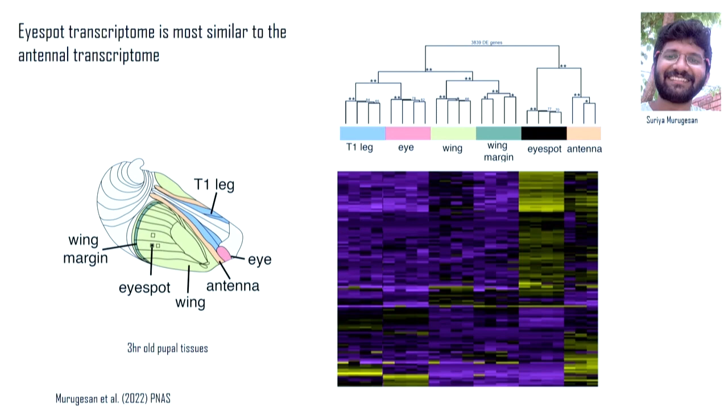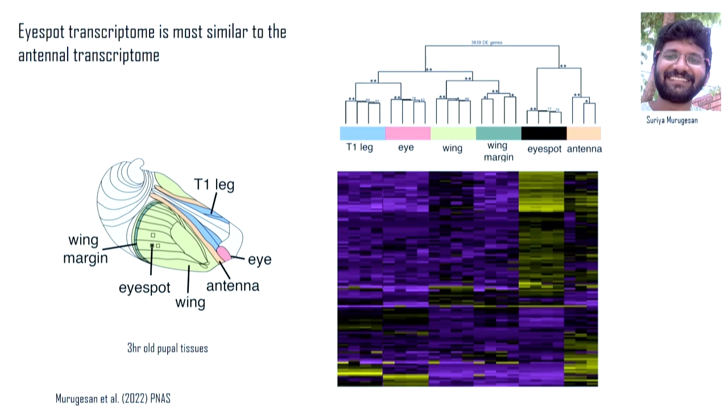So to try and figure out what network might have been recruited, Surya Murugesan in the lab dissected a bunch of tissues in the pupa of a Bicyclus anynana, including the eye, the antenna, the T1 legs, the wing margin, the whole wing, and then little squares of tissue containing either the eyespot or other bits of control tissue.